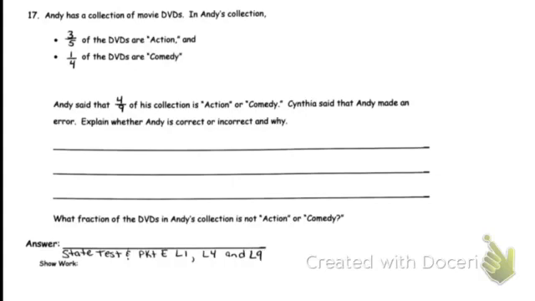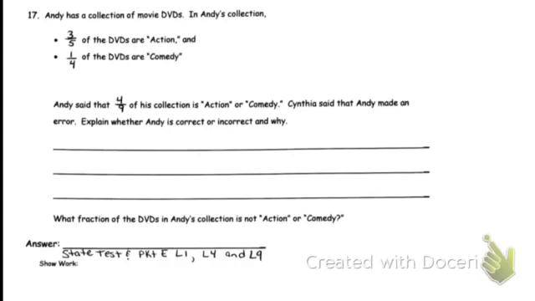I feel like this is kind of similar to problem number 16, right? It gives me 2 fractions for 2 different things. There's a third grouping, right? One grouping is action, one grouping is comedy. The third grouping is anything that's not action or comedy. I think I can do it the same way. So let's take a look.